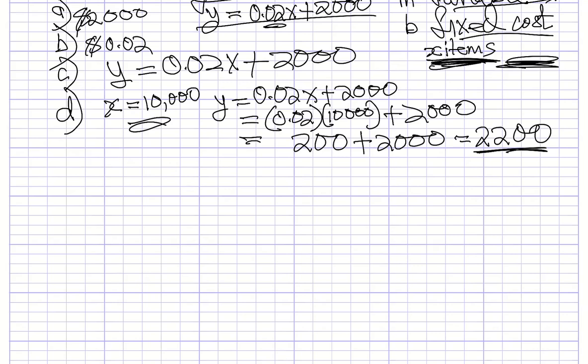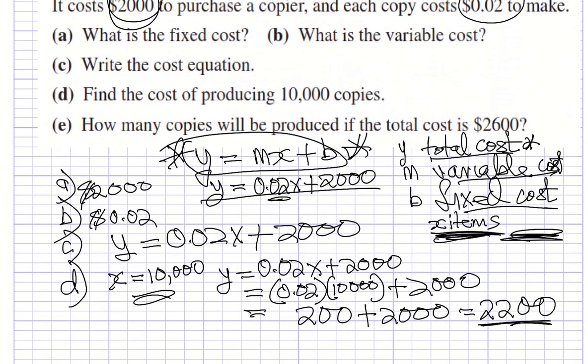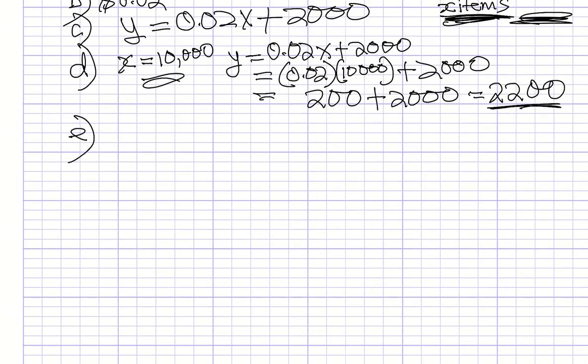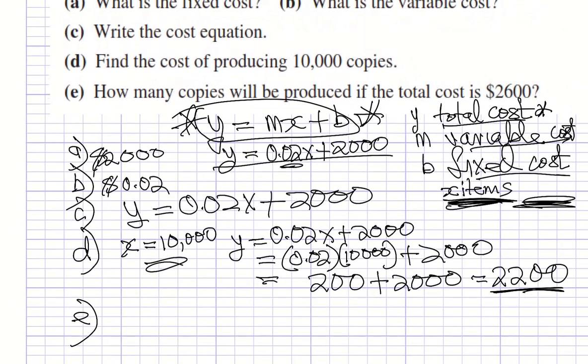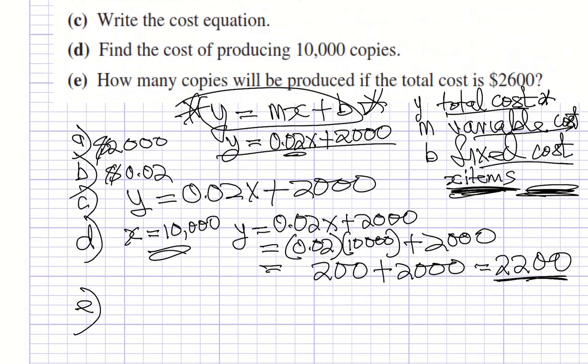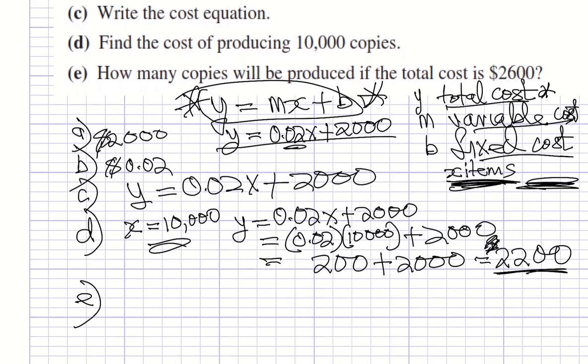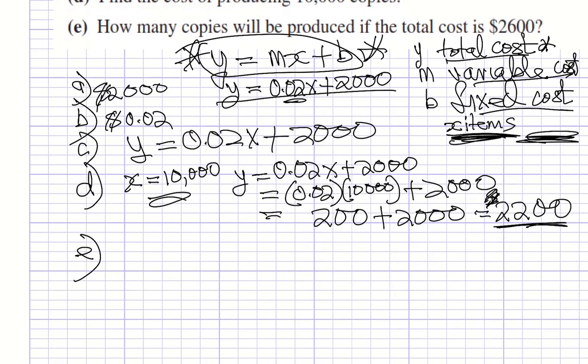So what is this here? What is it actually? Did we finish? Did you find the cost? Okay, we did. This is the cost right here in dollars. All right. How many copies will be produced if the total cost is... Now they give you Y equals 2,600. I want you to see how many things you can produce using that amount. They want you to find X. Basically, you put that into that equation here.